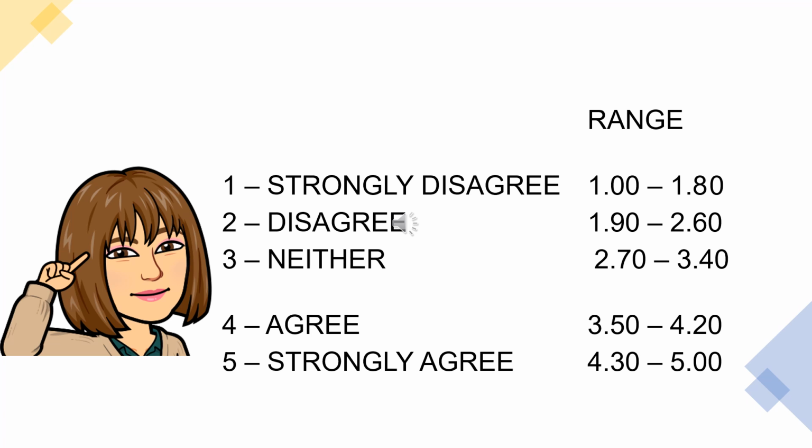So our range for Likert scale 1 is 1.00 to 1.80. Then for Likert scale 2, our range is 1.90 to 2.60. Then for Likert scale 3, our range is 2.70 to 3.40. Then for Likert scale 4, our range is 3.50 to 4.20. Then for Likert scale 5, our range is 4.30 to 5.